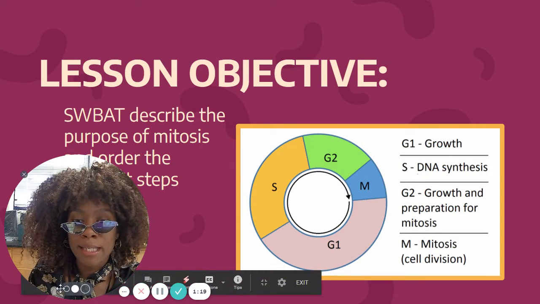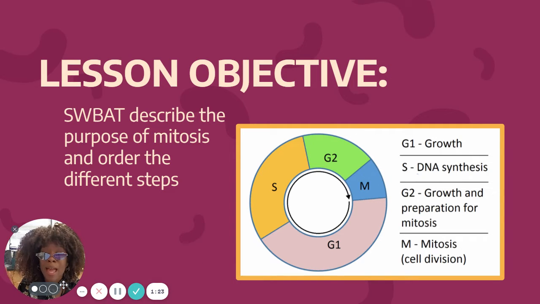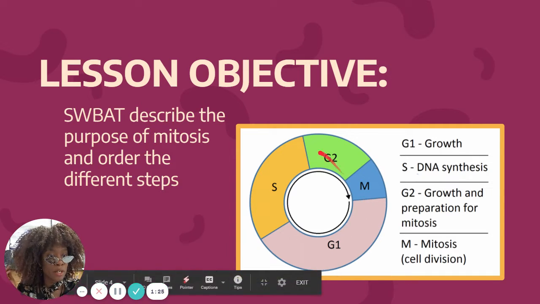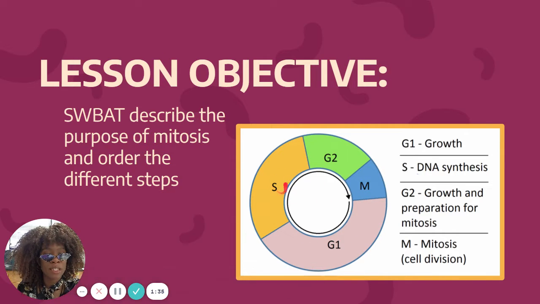Okay. Today's lesson objective is that students should be able to describe the process of mitosis and order the different steps. So hopefully you remember this cycle that we have been talking about. G1, the first growth phase, the S phase for synthesis of DNA, G2, which is the second growth phase, and then today primarily we're going to focus on what this mitosis actually is.